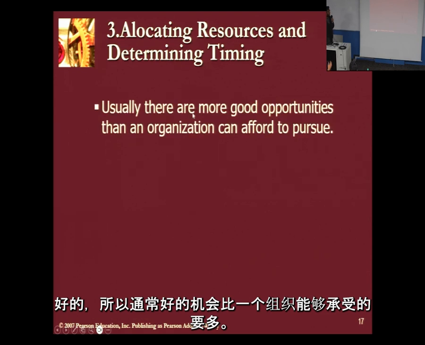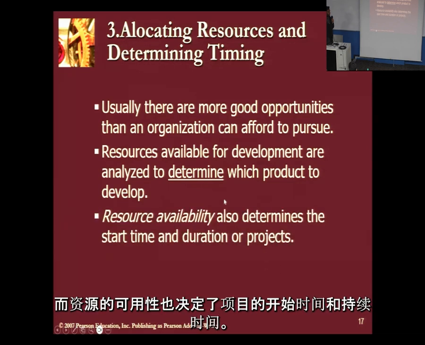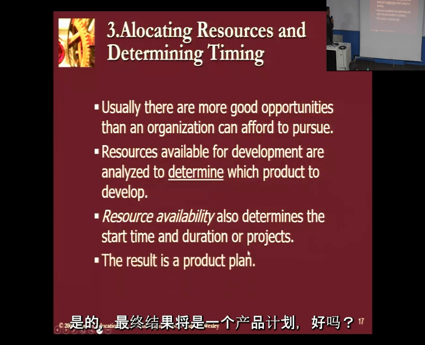Okay, so usually there are more good opportunities than an organization can afford to pursue. So resources available for development are analyzed to determine which product to develop. Resource availability also determines the start time and duration of projects. The end result is going to be a product plan, okay?